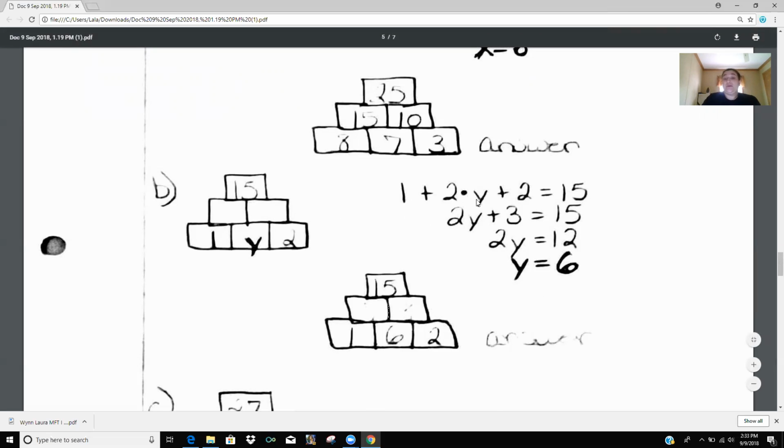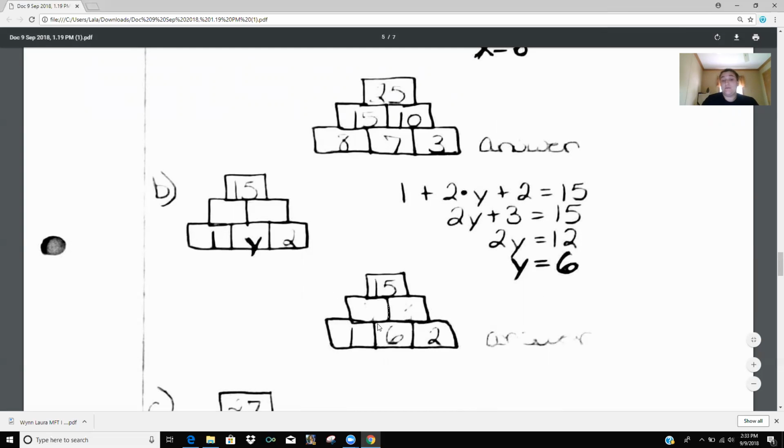So we know 2 times y gives us 2y, and 1 plus 2 gives us 3, equal to 15. So we'll subtract 3 from 15, which gives us 12. So we have 2y equals 12. Divide 2 into 12, which gives us 6. So we know the variable y is 6.